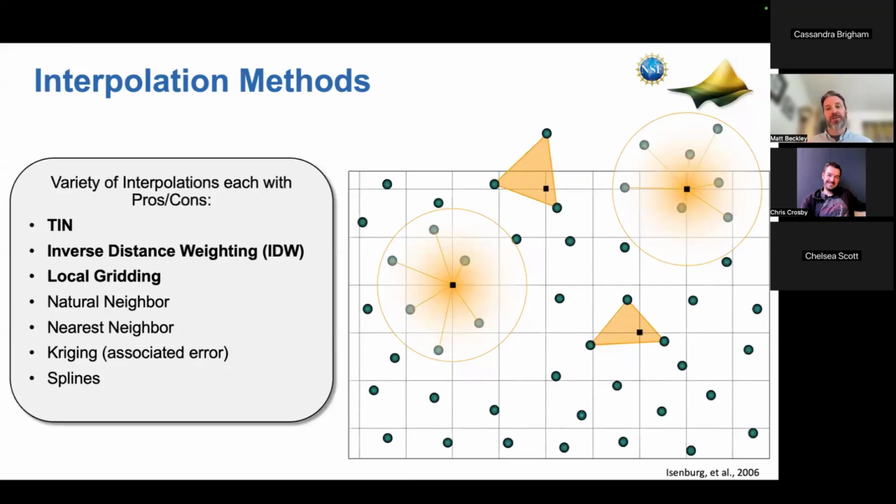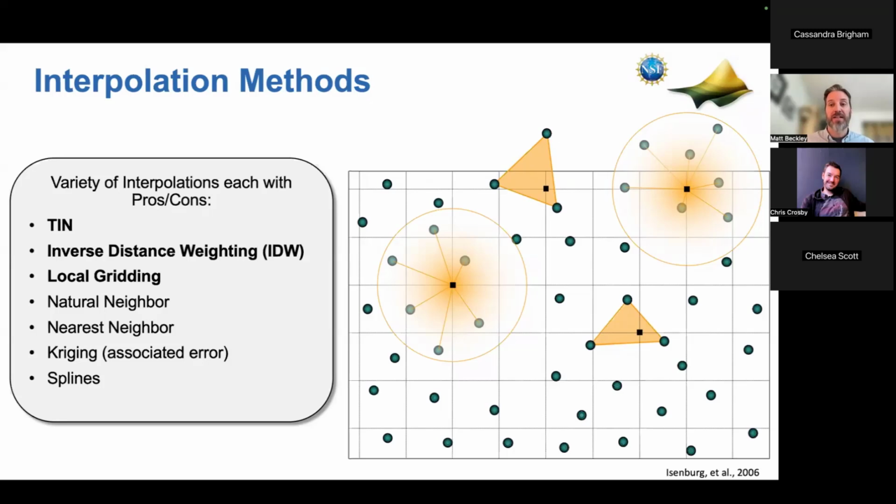So there are a variety of interpolation methods. This is a huge field of research. I'm just going to talk about some of the more popular ones that you'd see and some of the ones that are available in OpenTopography. So the three at the top here that are in bold are interpolation methods that are available to users via the OpenTopography portal. Most people are probably familiar with TINs.